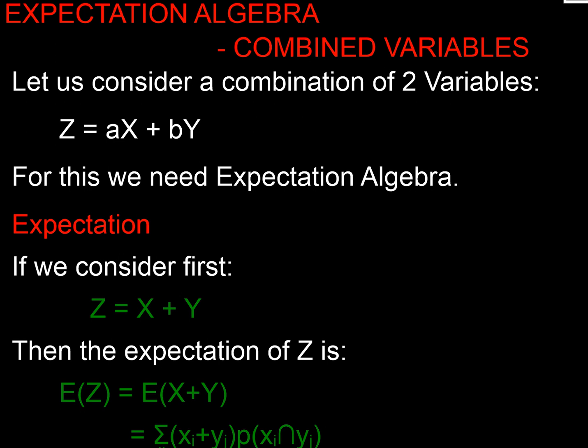Hello, this is part 2 of my videos on expectation algebra, and in this case we're going to start looking at two variables. Whilst I want to get to this general case here, I'm going to start off with a simpler version where our new variable Z is a combination of X and Y. The one in the textbook is Z will be the length of a cricket bat, and X is the length of the handle, and Y is the length of the blade.